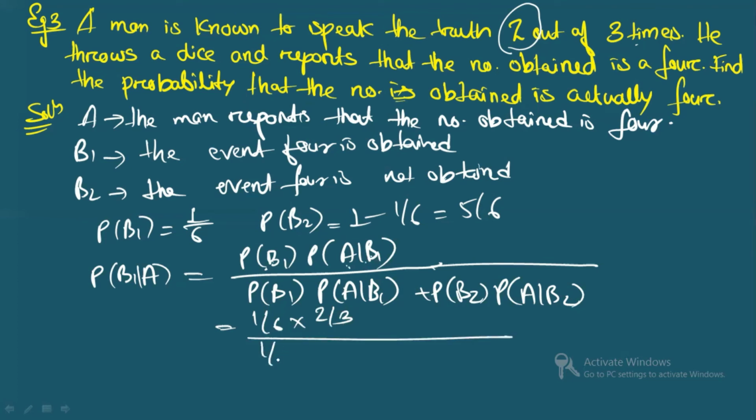So it will be same here, 1 by 6 into 2 by 3 plus now probability of B2, that is 4 has not occurred. So it is 5 by 6 as we have calculated, right? Into now probability that B2, that 4 has not occurred, but the man reports that it is 4. Probability that 4 has not occurred, but the man has reported 4.